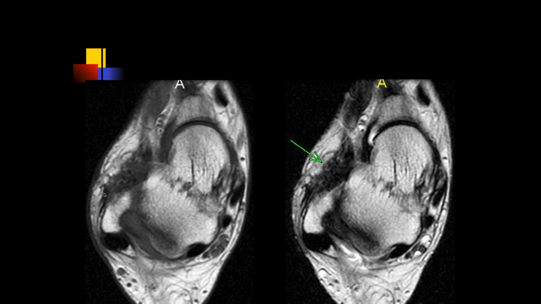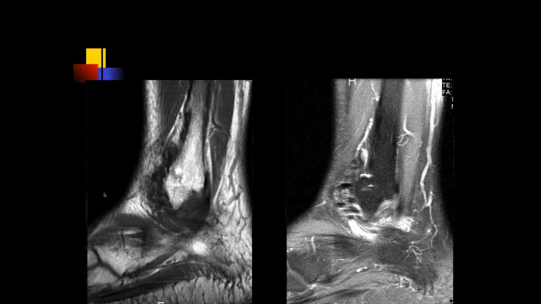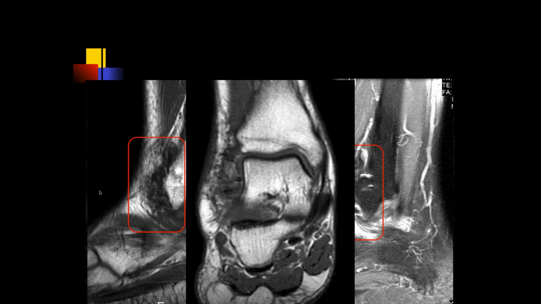Okay. We're looking at two axial images here. There's significant thickening and I think it looks like almost metallic artifact in the region of the anterior talofibular ligament. I see maybe some post-surgical changes. Did they correct this? Okay. This is when they did the surgery and they repaired the ATFL.